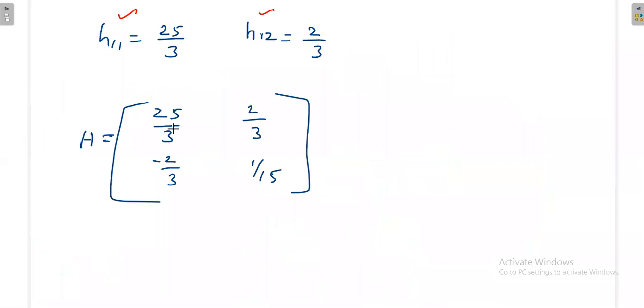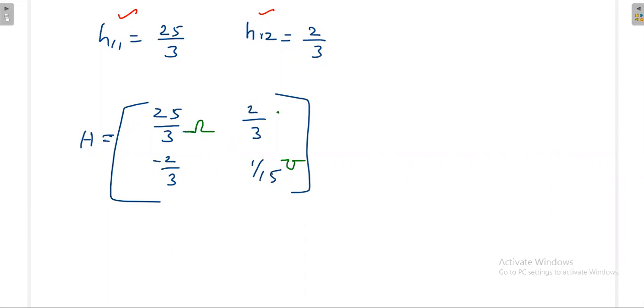Before going to the ABCD parameter, what are all the units? This is ohm. What is the H11 unit? This is ohm. What is the H12 unit? H12 is reverse voltage gain, no unit. This is forward current gain, no unit. So in case of H parameter, the first one will have ohm unit, and the last one will have mho unit.